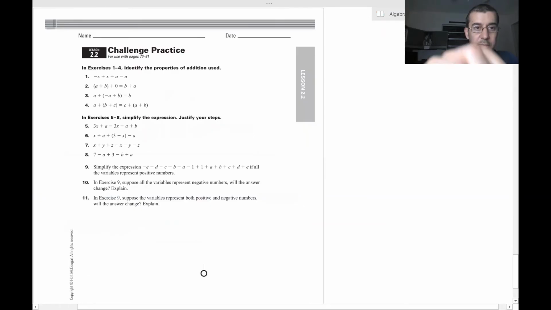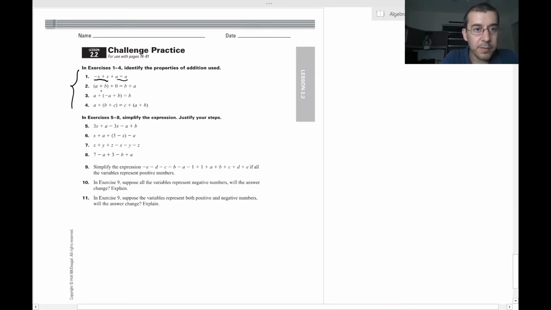And now the challenge practice problems. In exercises 1 through 4, identify the properties of addition used. So here we have minus x plus x, that's the inverse property of addition. And then here we can say a plus 0 equals a, that's the identity property. So we have the inverse property and the identity property.